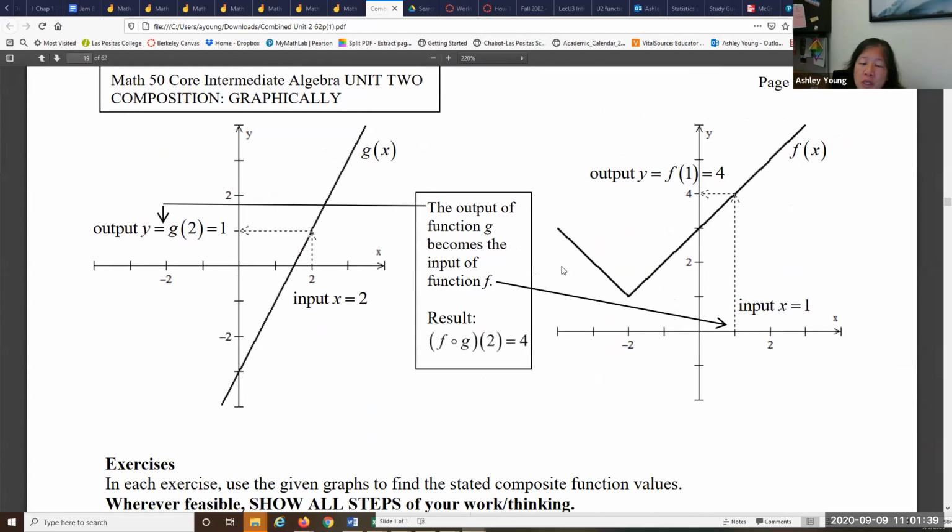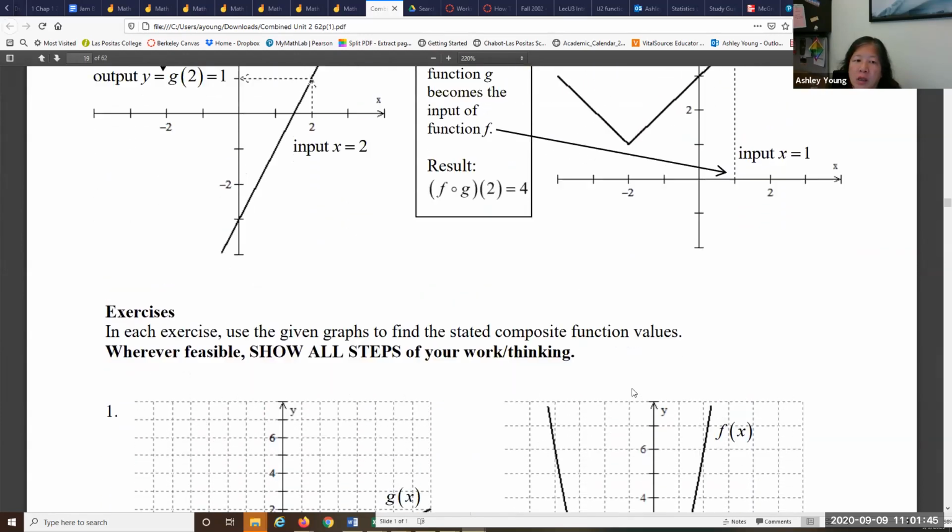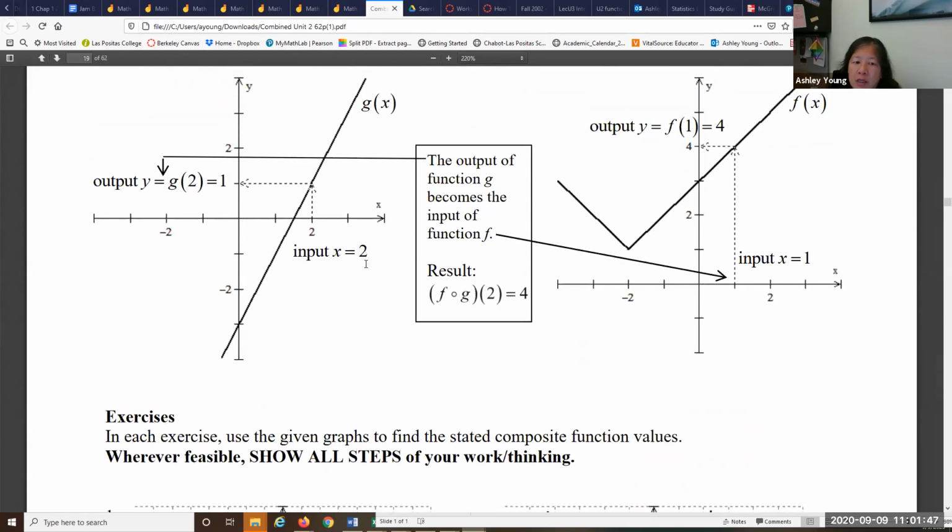Good. This is just showing it again, the graph that I just showed you a second ago. You find your x, your input, you find the y, you take that number and throw that in as the x for the next one, and you find the y of that one. So you're going to take the input, the x, go up, find the y, take that y, 1 in this case, use that as the x for the next one, and then find the y for that one.